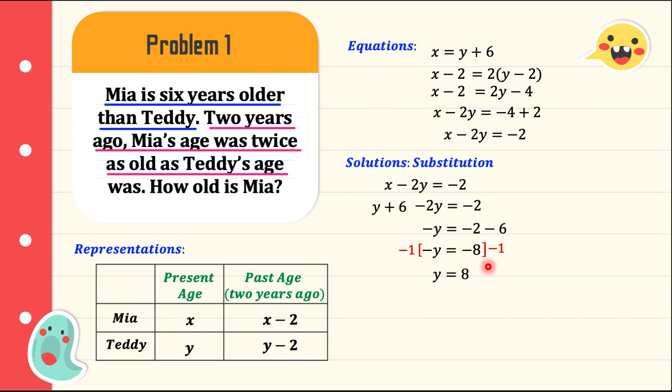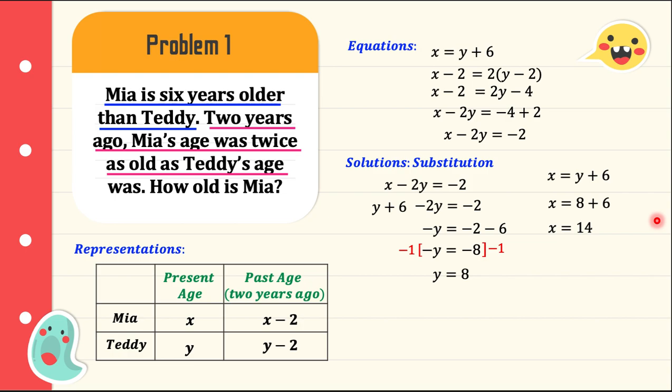So to get the value of x, I will be using the first equation, which is x equals y plus 6. So I will be substituting the value of y. So that will be 8. So x equals 8 plus 6. So the value of x here is 14.